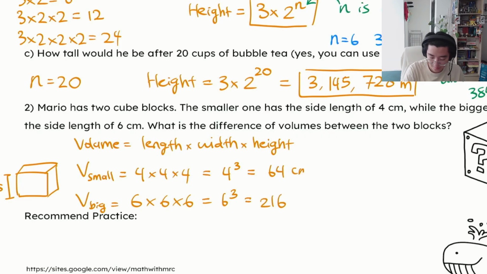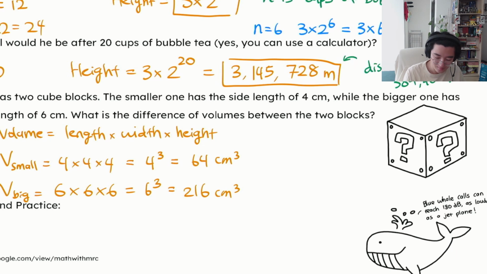Of course, remember our units are cubed. And fun fact, that's why we call it cubed. 4 to the power of 3 is the same thing as saying 4 cubed. And the reason why it's called 4 cubed is because we're just finding the volume of the cube. Same thing as why we call something squared is to find the area of a square. Something cubed is the volume of a cube. Of course, we want the difference of volumes. So we just subtract them. 216 minus 64 gets us 152 centimeters cubed.